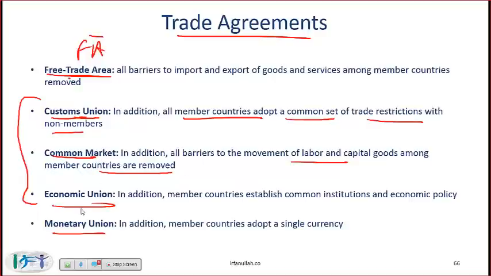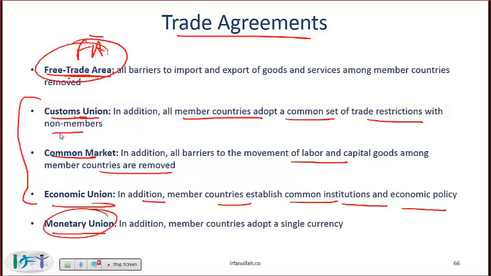And then economic union, in addition, member countries establish common institutions and economic policy. And the way I can encourage you to remember this is, remember the boundaries, which is the free trade agreement and the monetary union. All right, CU for customs union, CM for common market, and EU for economic union.